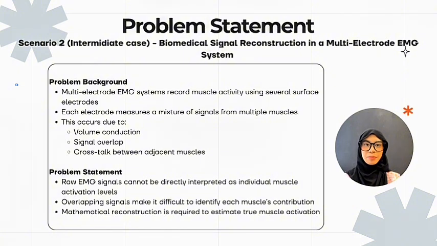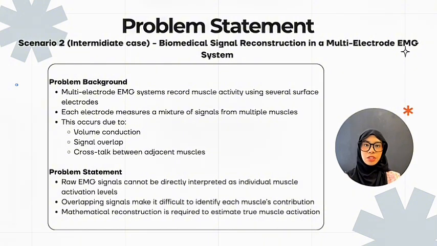Hi, I'm Farzana Azian, matrix number 24040065. This slide presents the intermediate case, which focuses on biomedical signal reconstruction in a multi-electrode EMG system. In a multi-electrode EMG system, muscle activity is recorded using several surface electrodes. However, each electrode does not measure a single muscle independently. Instead, due to volume conduction, signal overlap, and crosstalk between adjacent muscles, each electrode records a mixture of signals from multiple muscles. Because of this overlap, raw EMG signals cannot be directly interpreted as individual muscle activation levels.